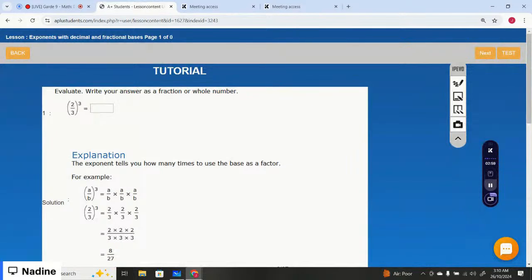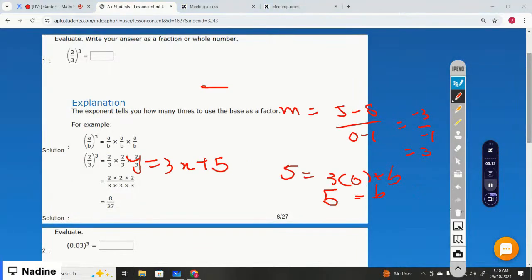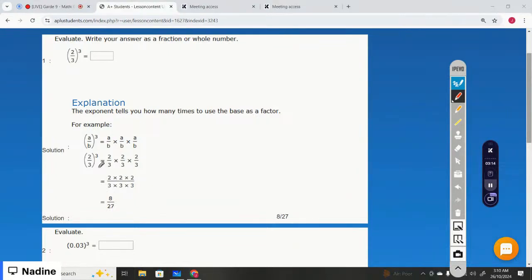Evaluate 2 by 3 whole cube. So that means 3 is the exponent of the whole 2 by 3, right? So you need to multiply 2 by 3 three times. So you have to do 2 by 3 times 2 by 3 times 2 by 3. So you have to do 2 times 2 times 2 divided by 3 times 3 times 3. So the correct option is 8 over 27.